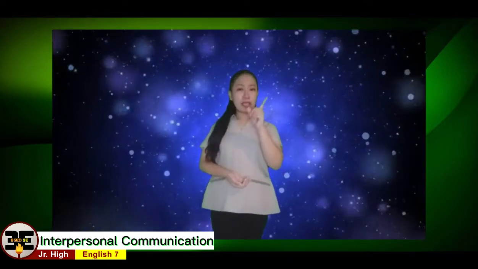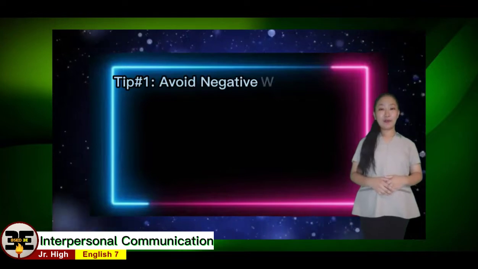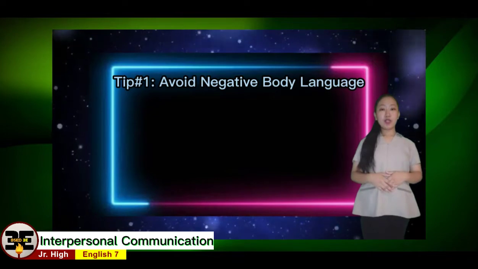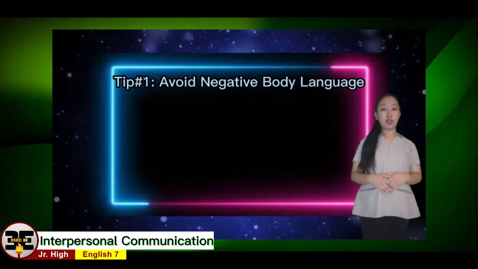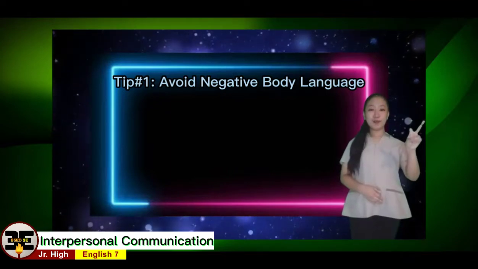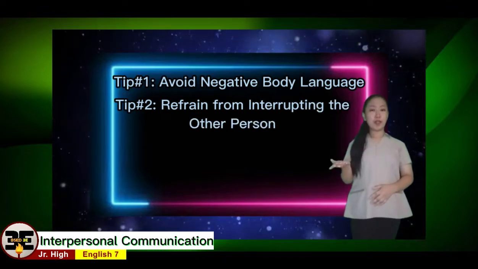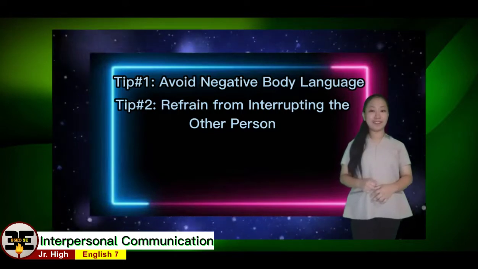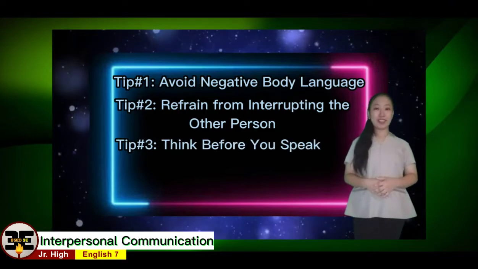Class, I will give you tips to be an effective interpersonal communicator. The first tip is avoid negative body language, because when you have a conversation with another person, you need to avoid moving all the time because it will distract the person you are talking with. Number 2, refrain from interrupting the other person, because when you interrupt the person who is talking, you show disrespectful behavior. Number 3, think before you speak, like think before you click.